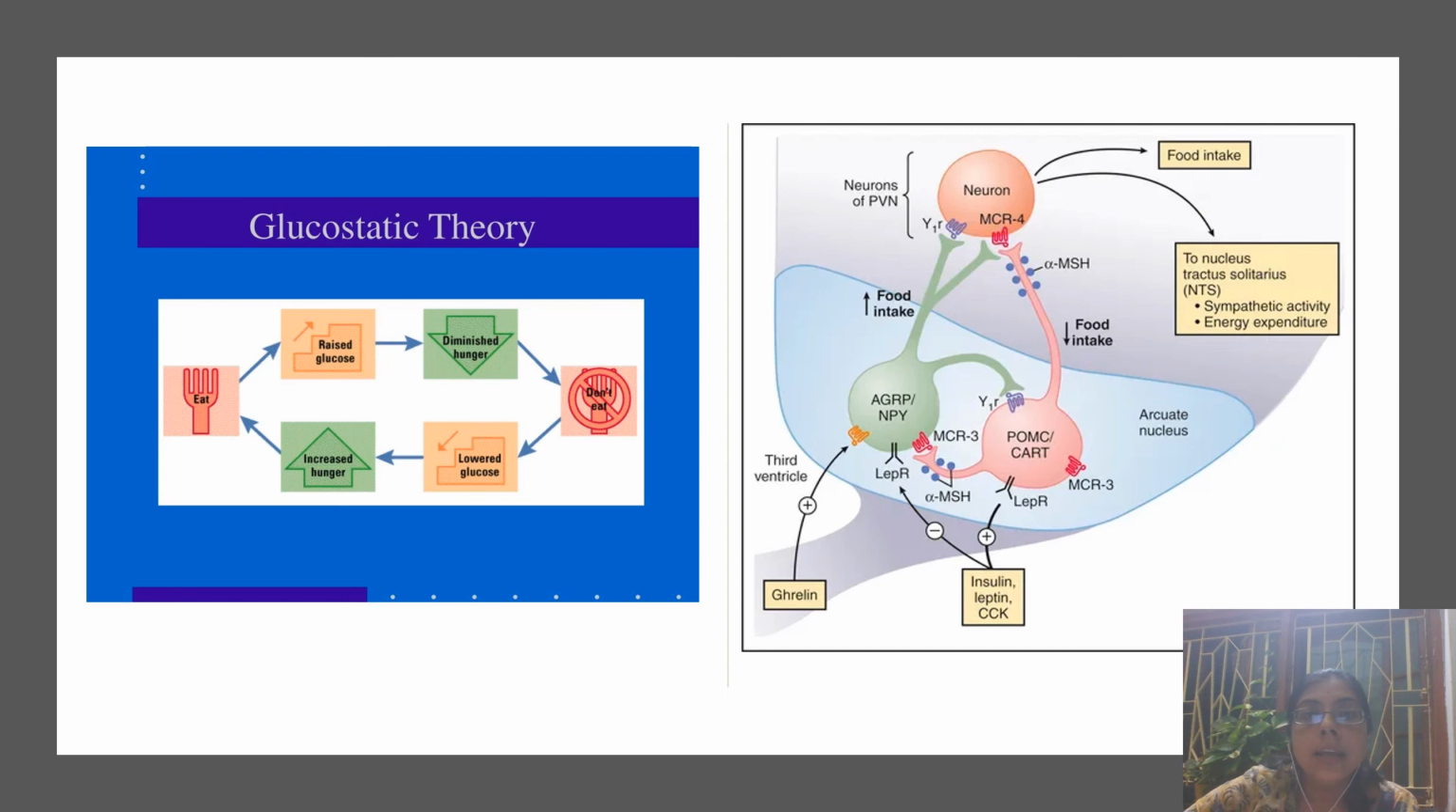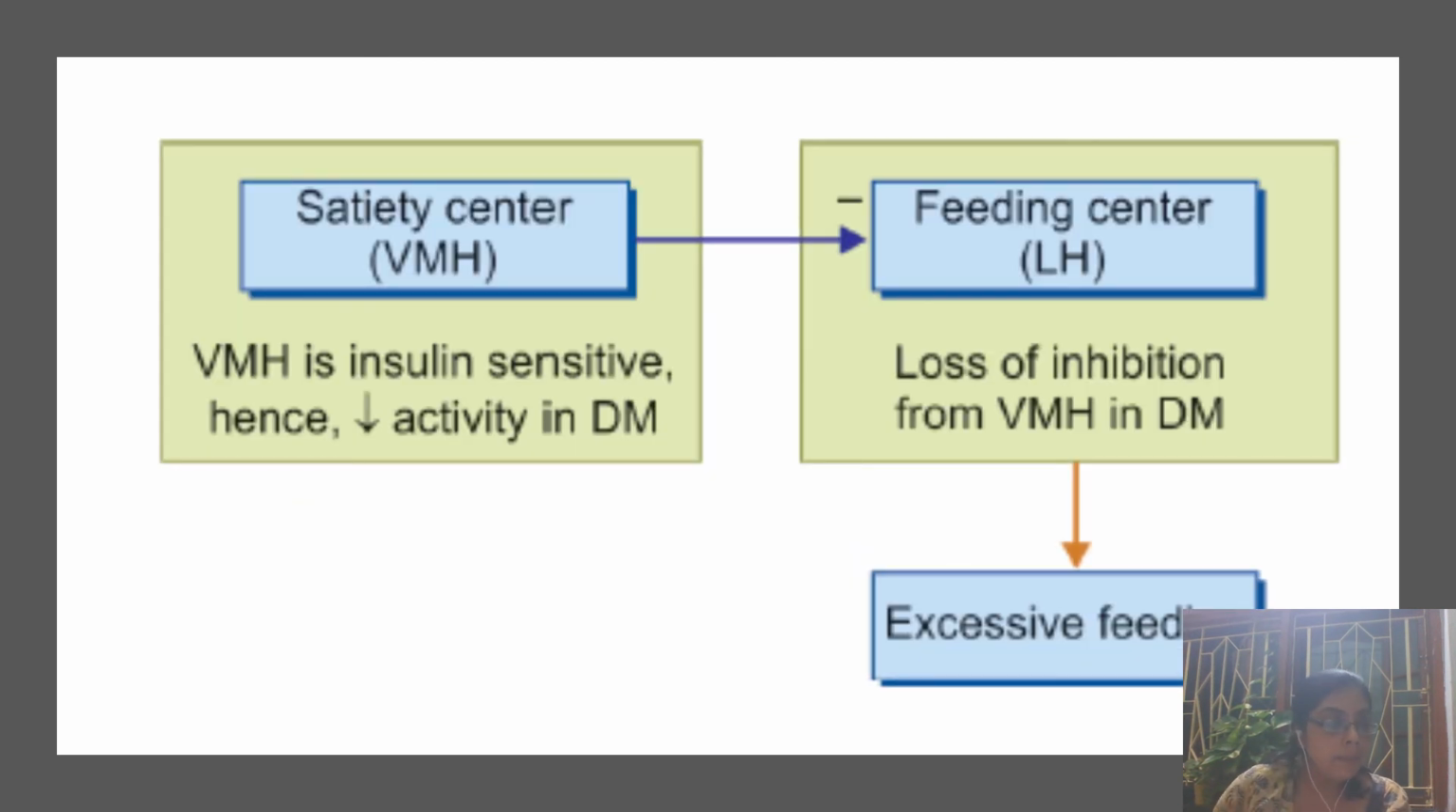Now, how do the feeding center and the satiety center regulate each other? We'll see that the actual active center is the satiety center at the ventromedial hypothalamus. It gives a negative tonic stimulation on the feeding center. So it is always negative on the feeding center. It tries to suppress the feeding center. Now this satiety center at the ventromedial hypothalamus is actually insulin sensitive. Almost all cells in the brain, the entry of glucose into the brain cell, is insulin independent. The only exception is this satiety center at the ventromedial hypothalamus. So they are insulin sensitive.